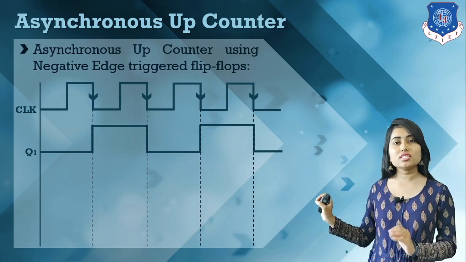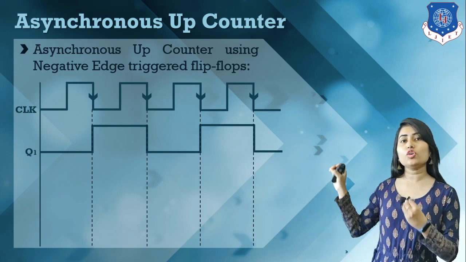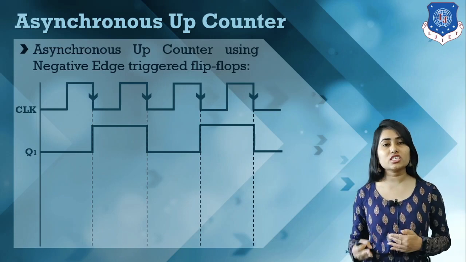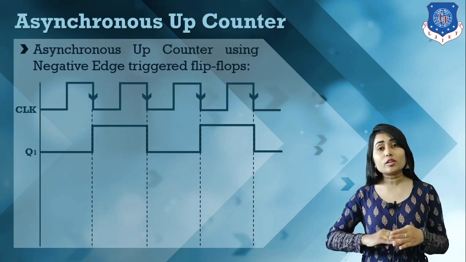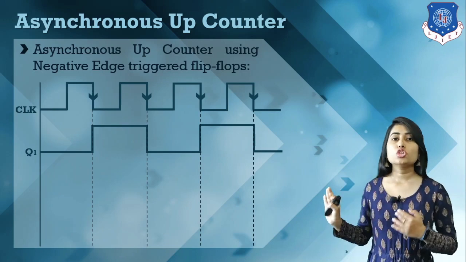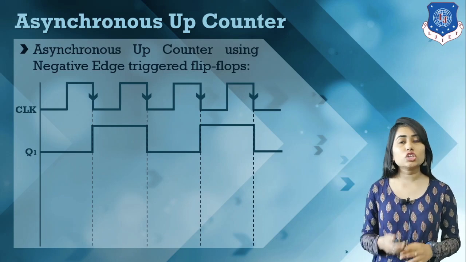Okay, so an external clock is applied, and according to that we have the Q1 output. And whenever the negative edge arrives, we just toggle, that means we just complement our previous output, and we have the next output. So this is Q1. Now let's calculate Q2.